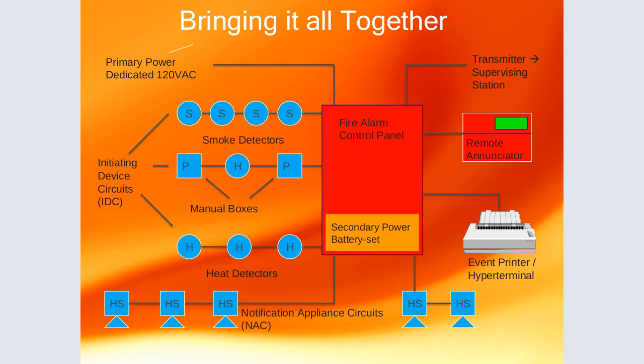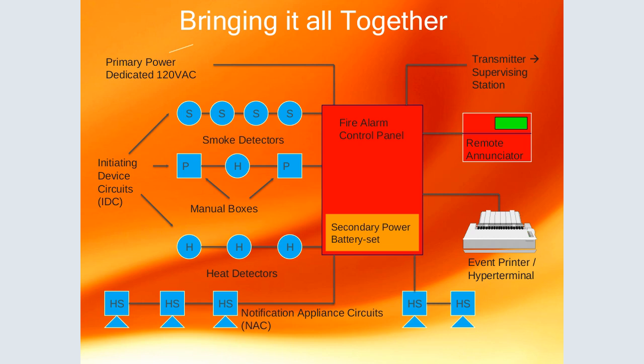Now bringing it all together. Now when we are wiring, look at a typical fire alarm circuit, how it will look. Now having a primary source like a 12, this is maybe a battery that is put here, a stationary battery, or a secondary power source is here, and then the transmitter is there, a supervising station. And now we have the initiating device circuits.